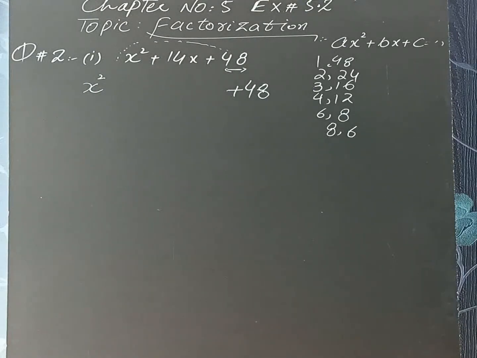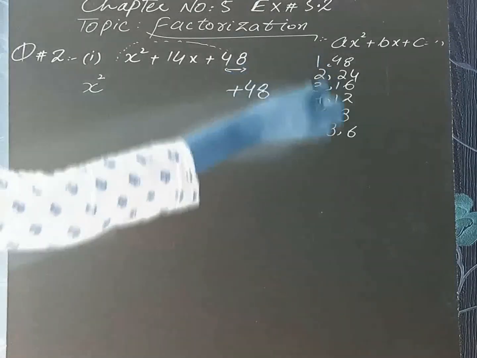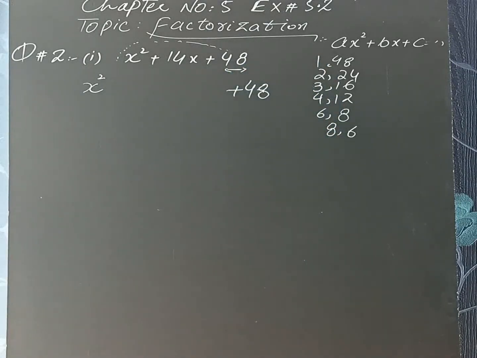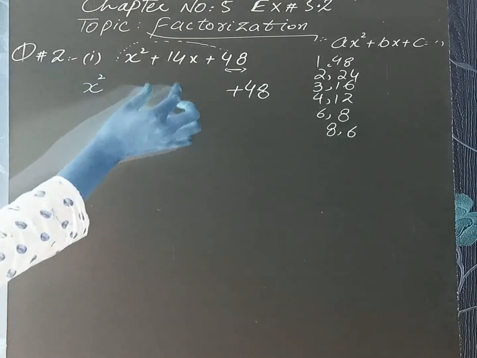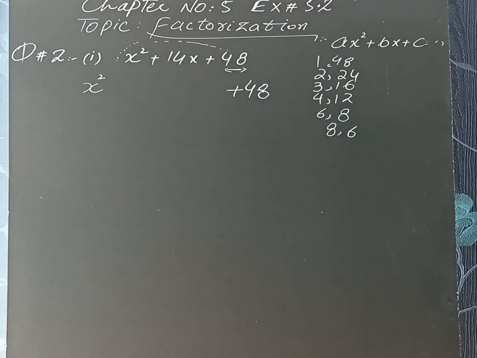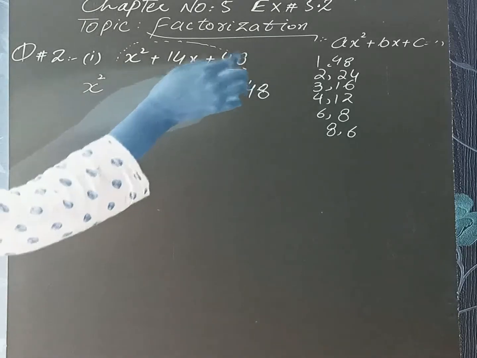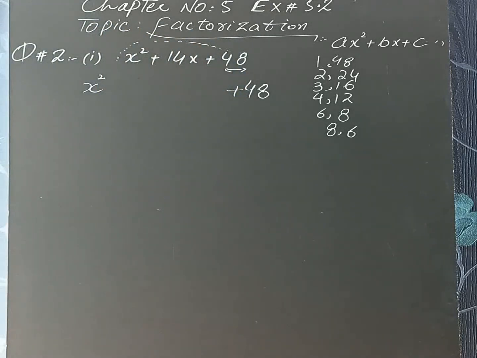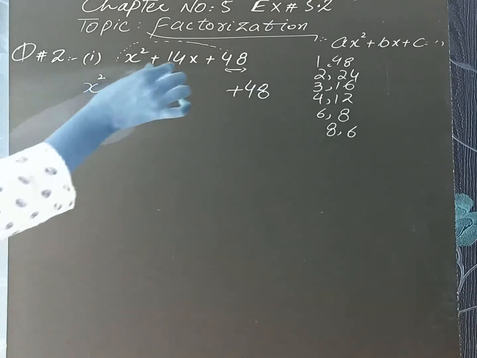But how am I going to break this? These pairs will help me. These pairs will tell me which is the possible pair that I will write over here in place of this 14x. So the pair I will pick from there is the one which, if we add or subtract the two factors, we get plus 14, and if we multiply them, we get plus 48. Plus 48 after multiplication, and after addition or subtraction we must have plus 14x.